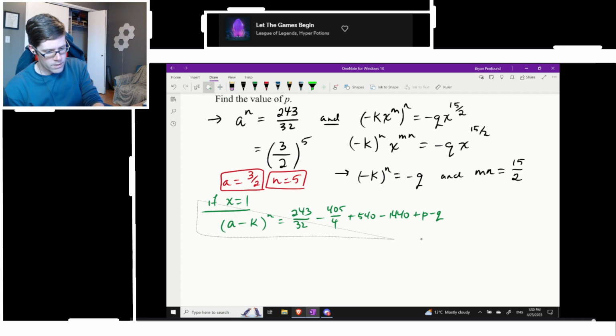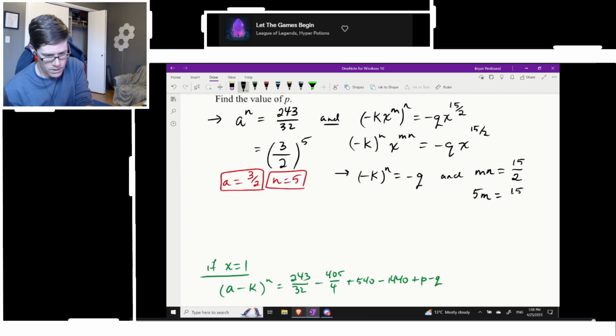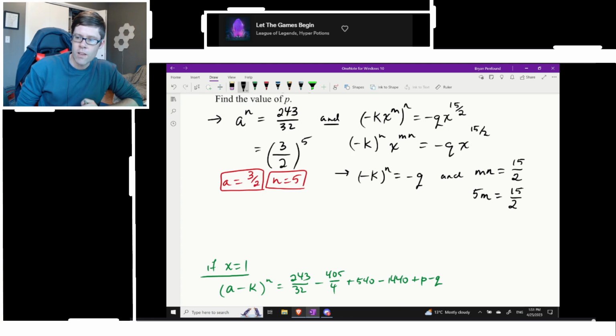I'm still going to move this down because this might be helpful in a second. Let's throw that down here. Let's move over to mn equals 15 over 2. So we know that n is 5, so 5 m's is 15 over 2. I think that's going to tell us what m is, right?